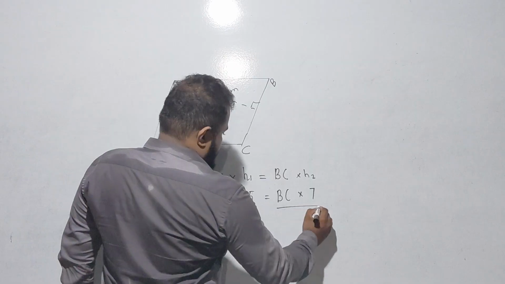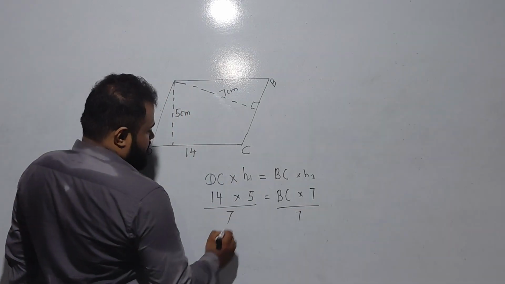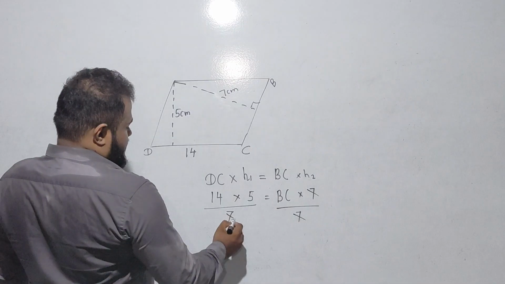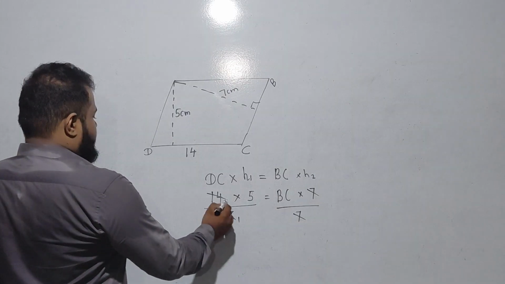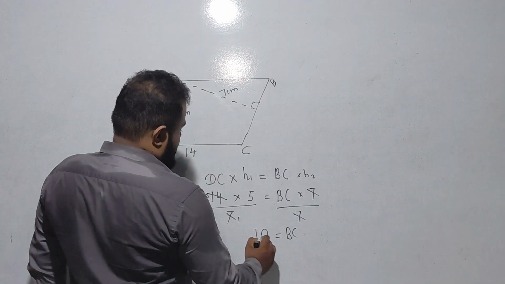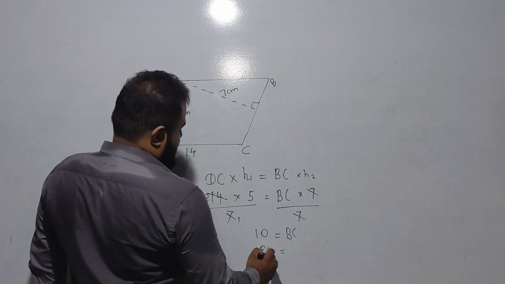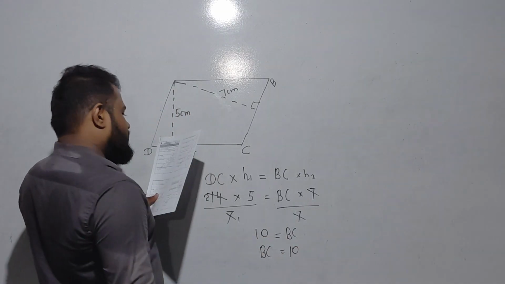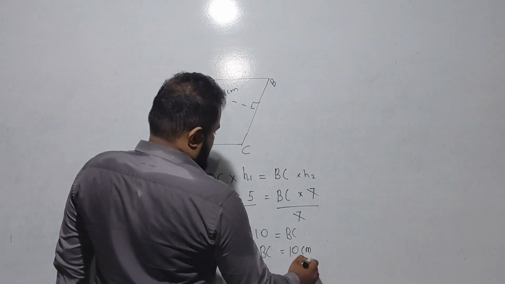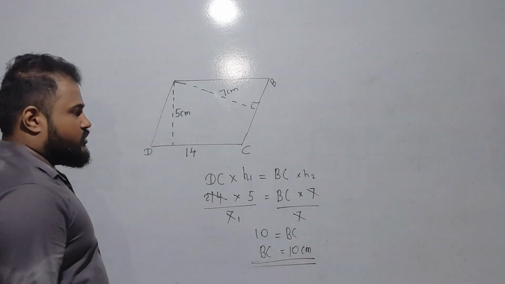Now what can we do? We can divide both sides by 7. Then this 7 and 7 cancel. This 7 has 1 seven and 14 has 2. Value of BC becomes 10. So we can write BC equals 10 centimeters or meters? Centimeters. BC equal to 10 centimeters.